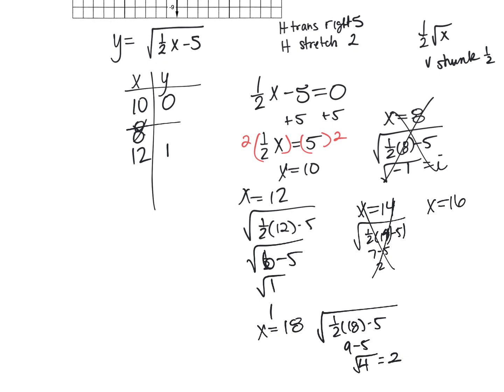Now you can get strategic if you want and solve what's underneath the radical. When will this equal 4? When will this equal 1? Those are the numbers you want underneath. Or you could just kind of use trial and error. So we plug in 18 and we get 2. And then we plot those points. 10, 0. 12, 1. 18, 2. You only need 3 points. 3 points is pretty good. Draw your little curve. My domain is greater than or equal to 10. My range is greater than or equal to 0. Greater than or equal to on both.